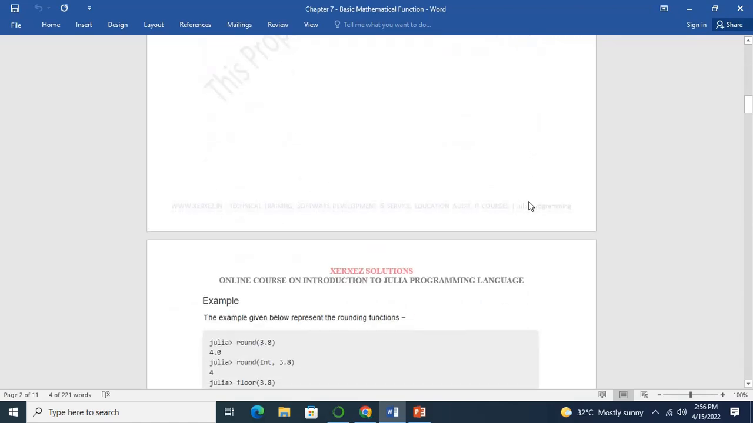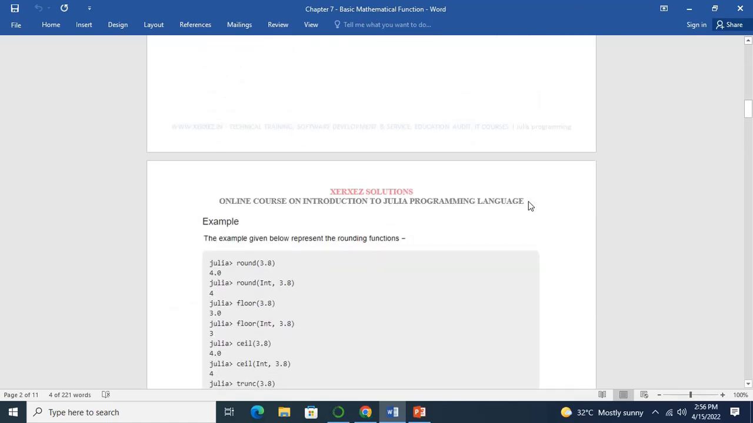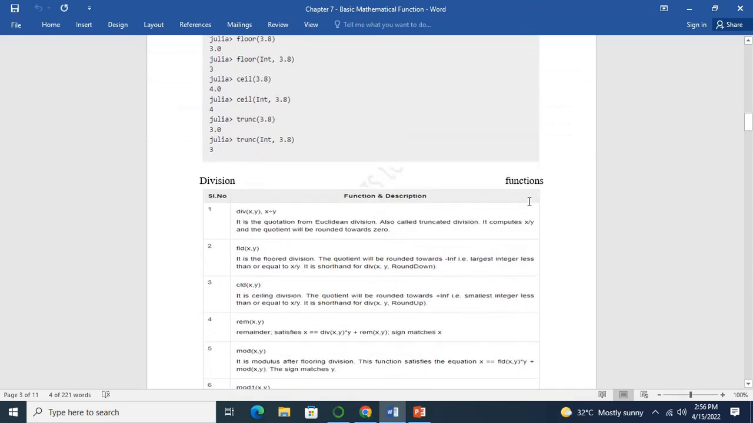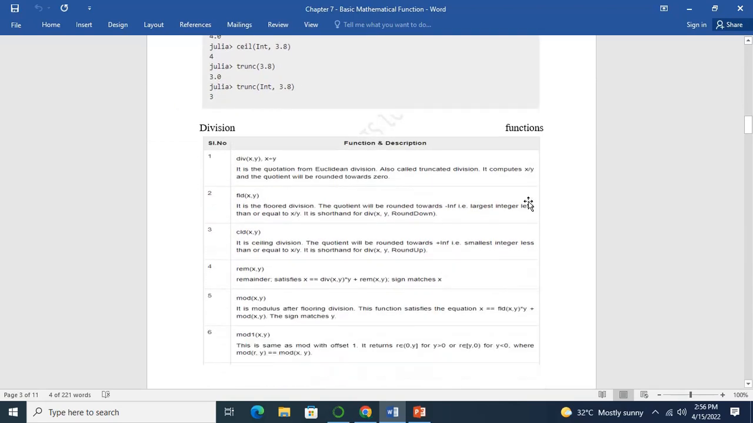Next, our topic in mathematical functions, which is very important, is division. Division is very important, but as far as Julia is concerned, it supports different methods.